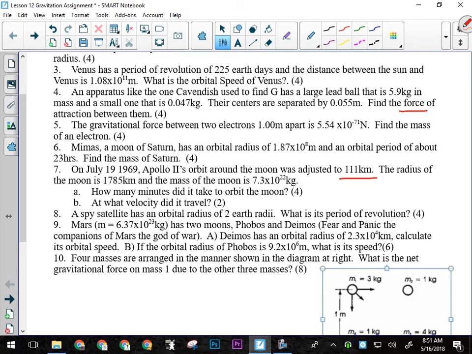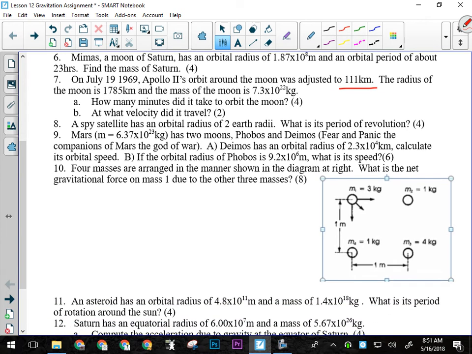So question number 9, we got a question about Mars and its 2 moons. Again, it's just satellite motion, so make sure you're looking at that one. Number 10 is the toughest question on here. So a couple of hints about number 10.